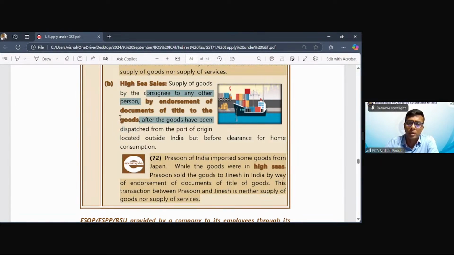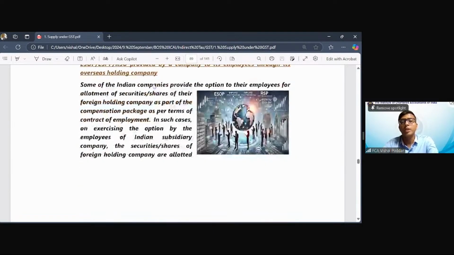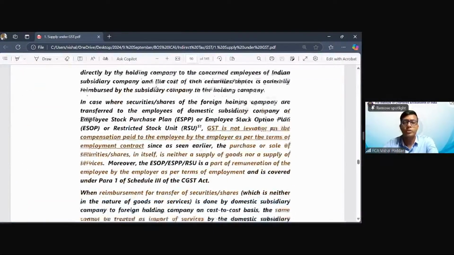So this is how the goods which are in transit are sold in any case, whether it is in India or outside India, where I am not physically having the goods. I can sell the goods by transferring the document of title. So I sell the goods to you by giving the document of title. In such a case, it is called high sea sales because the goods are still in the high seas. And this is again regarded as no supply. So these are the transactions which are treated as no supply under GST.